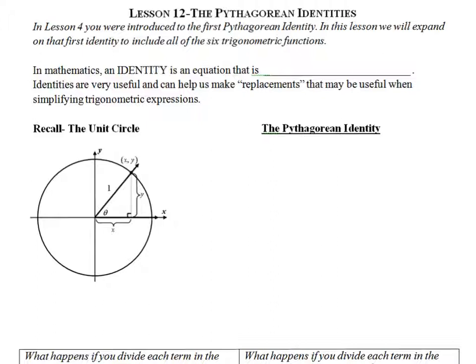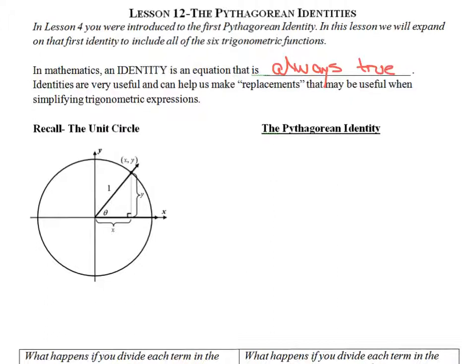In today's lesson, we're going to expand on the Pythagorean identity that we learned back in lesson number 4. We're going to see that we can actually use the Pythagorean identities to include all 6 of the trigonometric functions. Just remember that in math, an identity is an equation that is always true. So no matter what values I put in for the variable, it's going to be a true statement.